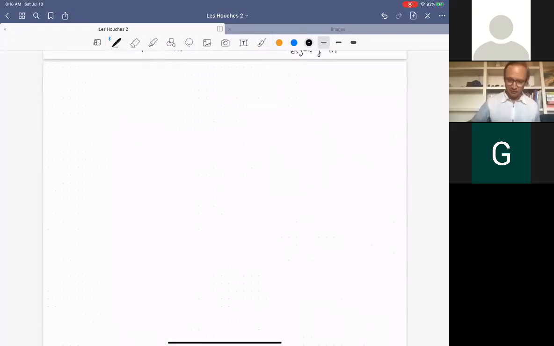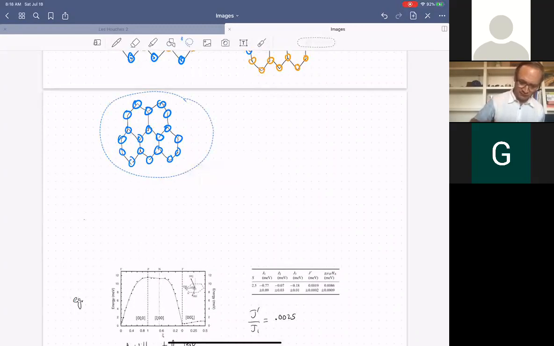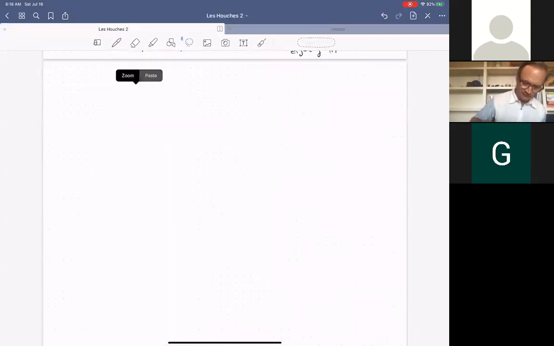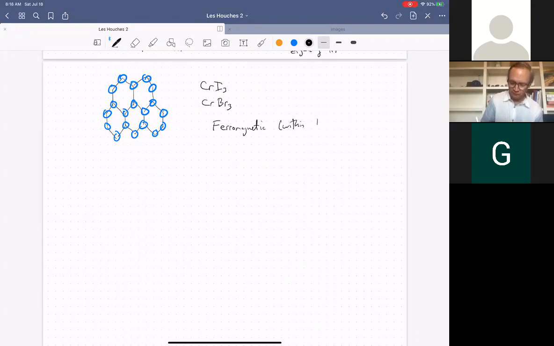There's one other type, which has been pretty heavily studied, which occurs in chromium triiodide and chromium tribromide, which is just a ferromagnet, at least within the layer. Okay.